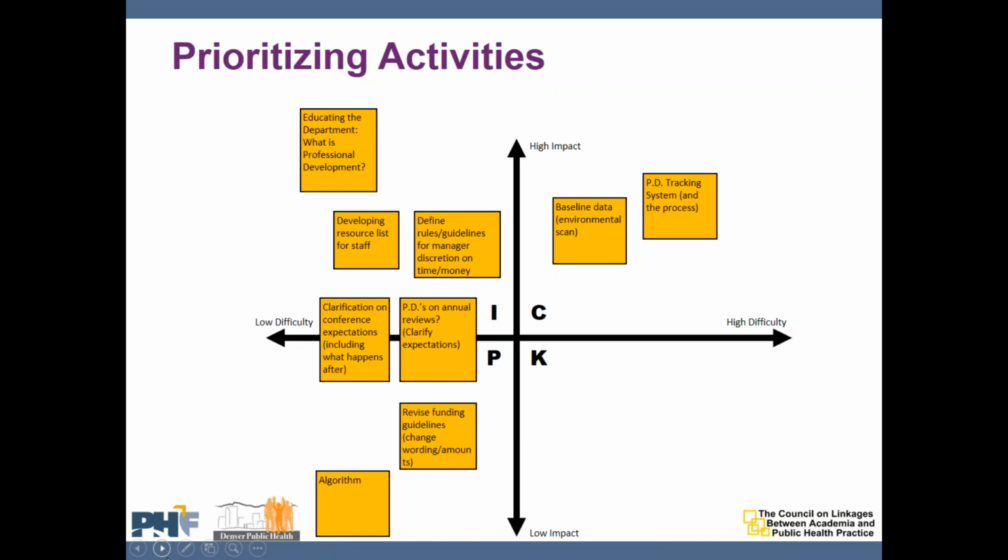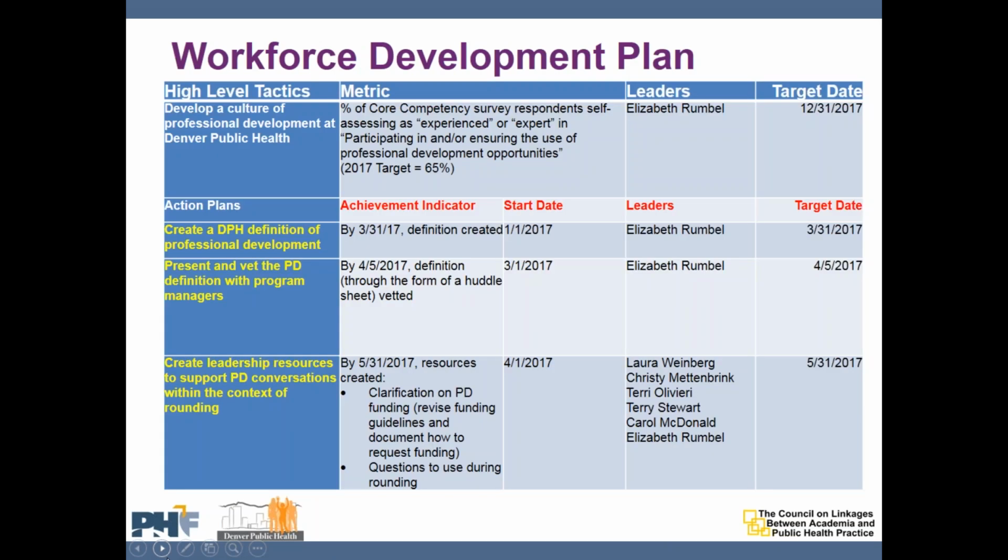So some of these notes that you see on the screen were ideas that our Workforce Development Committee came up with as to how we could create a culture of professional development here at Denver Public Health. And then we took those ideas and we used our organization's performance management system to prioritize the ideas from the PICK chart and create a department level action plan for each of those two competencies. So following that same example of trying to develop a culture of professional development at public health, we identified that as our high level tactic.